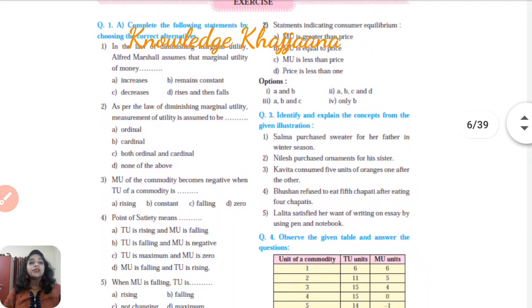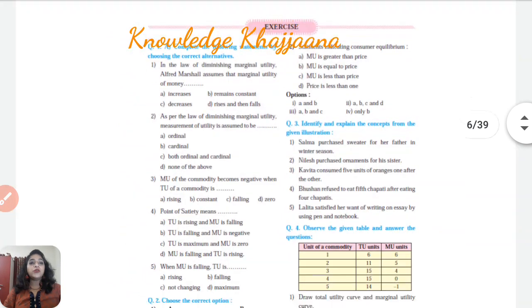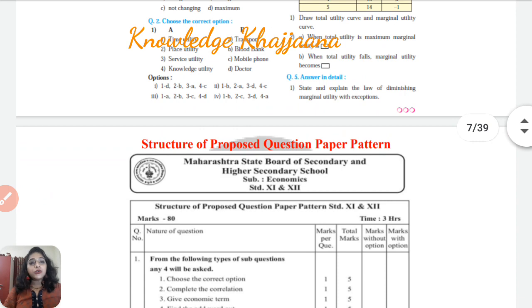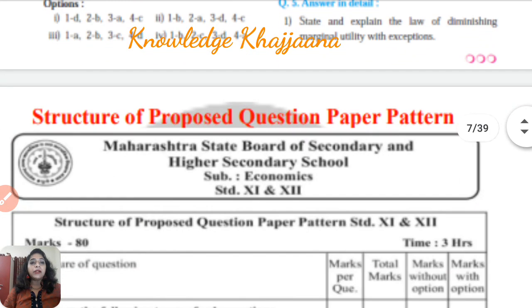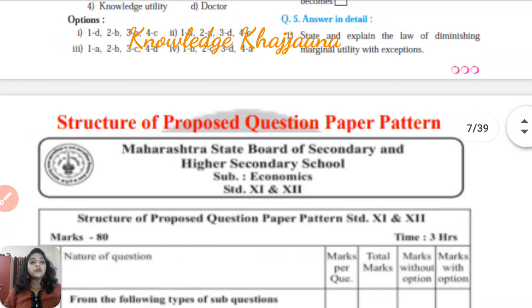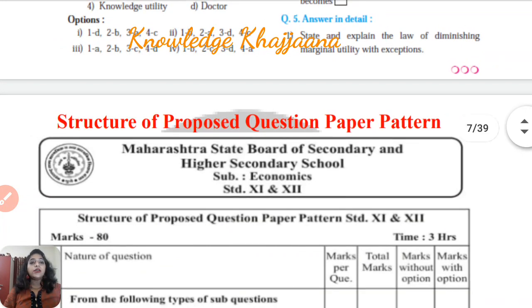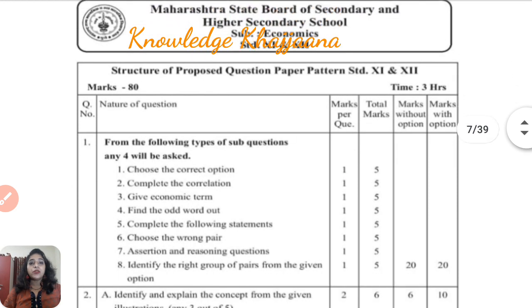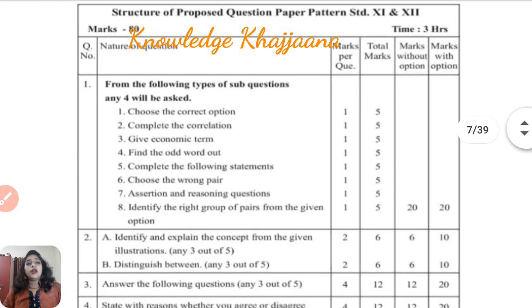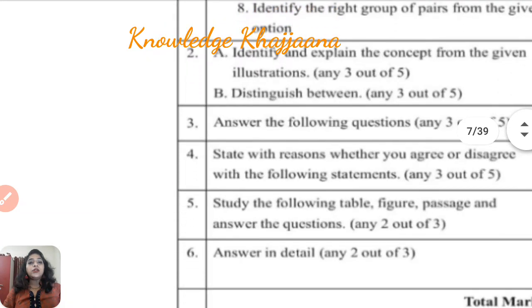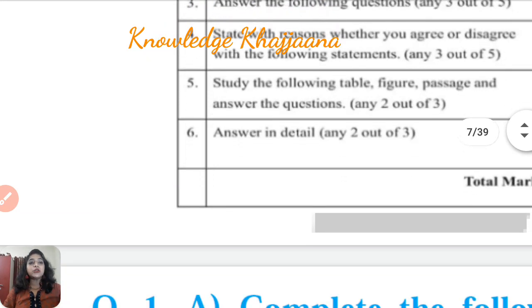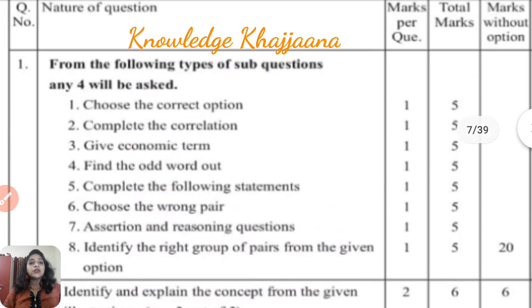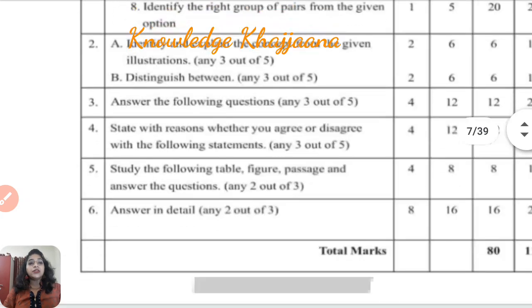This is the exercise of lesson number 2. Total 5 questions are there. Now I am showing you the structure of the proposed question paper pattern. According to it, the questions for board exams of standard 12 may come in the paper. There are total 6 types of questions, and out of these 6 types, the questions are given in this lesson.